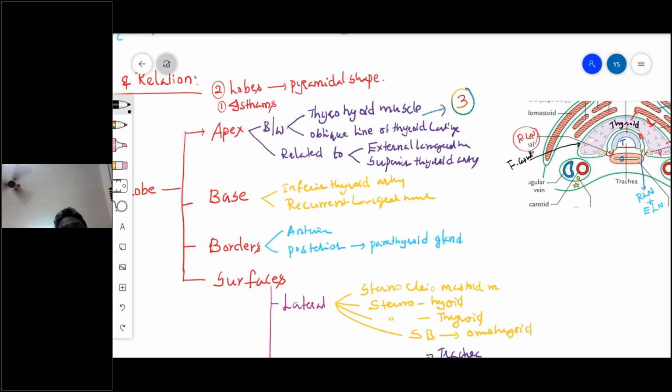Number 3, I will show you. Because between these two, apex is present. Because of this only, during enlargement of thyroid gland in goiter condition, we can see the enlargement of thyroid gland towards the base only, the lower aspect only, not towards the apex. Because the apex is present between these two. These are not allowing the upward enlargement of thyroid gland. That's number 3.